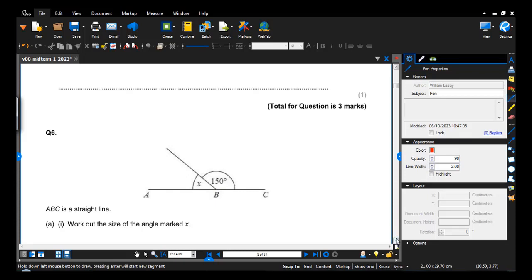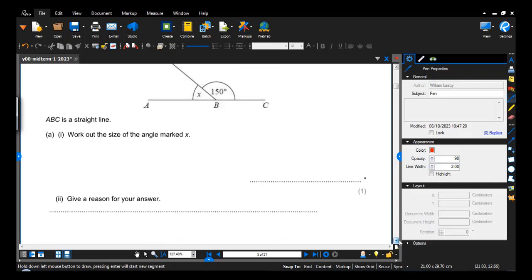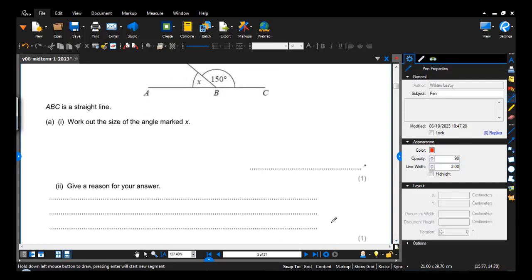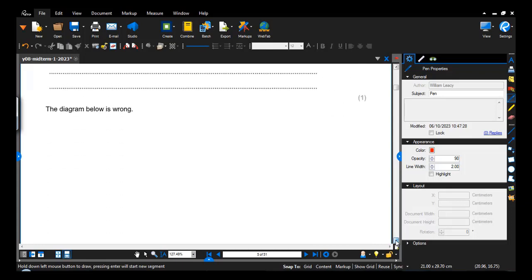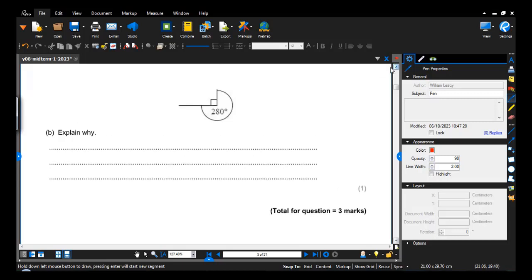Okay, straight line. You've got to know that. Make an equation. What do we know about the angles on a straight line? It's 180 degrees. So you're going to get 180 equals blah blah blah, and then you'll get x. Nice. Give a reason for your answer. What's the reason? Angles on a straight line add to 180 degrees. The diagram below is wrong. Alright, what's wrong with that? You should know that.